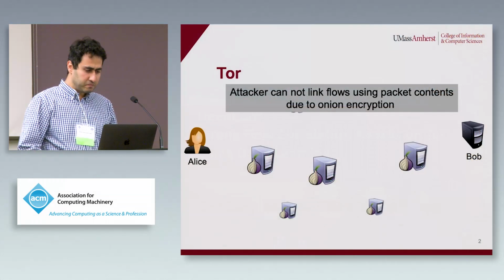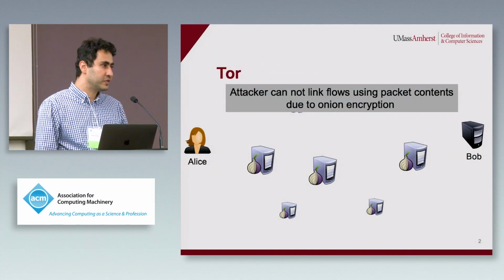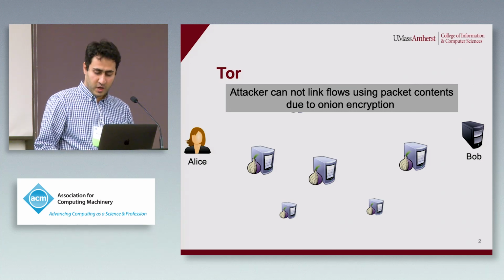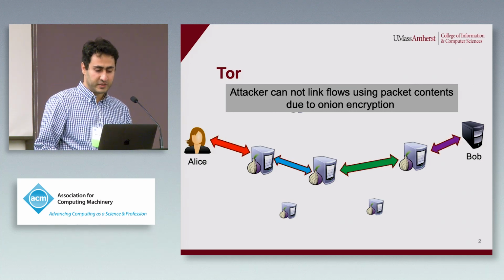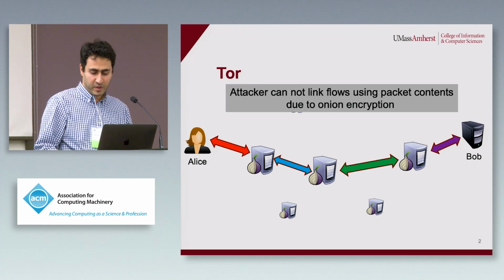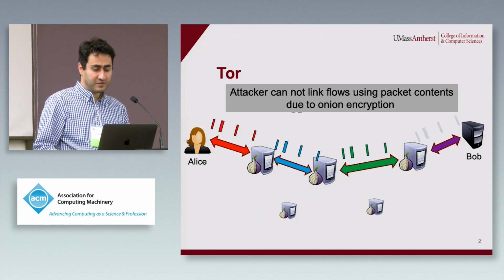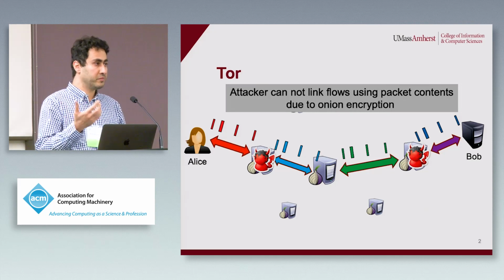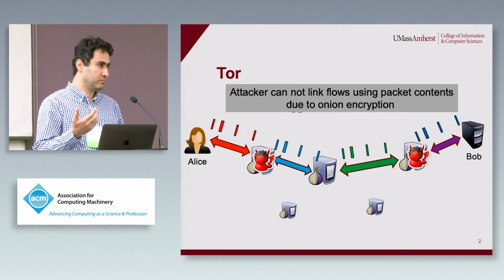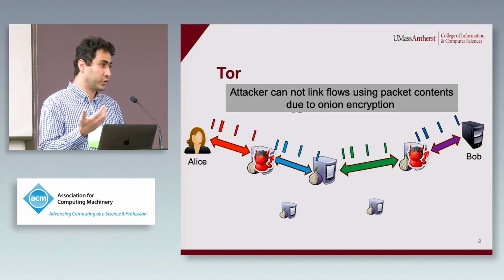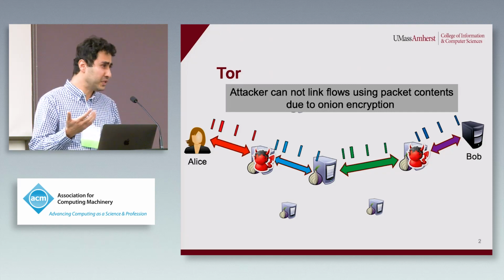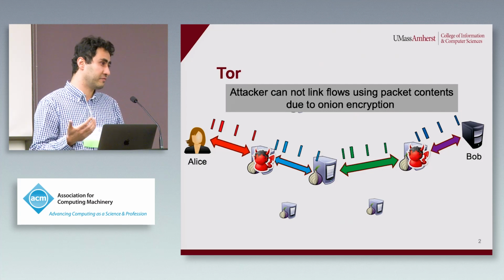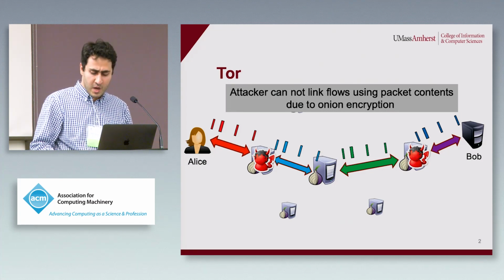Tor provides anonymity by using a type of encryption known as onion encryption. If you communicate through Tor, you build a circuit, and different segments or flows of your connection will be encrypted using different keys. Therefore, if an adversary is watching your connection at different points, they won't be able to match the different segments of your connection by just looking at the content of traffic, because the content on different segments is encrypted with different keys, and the content doesn't match, right?